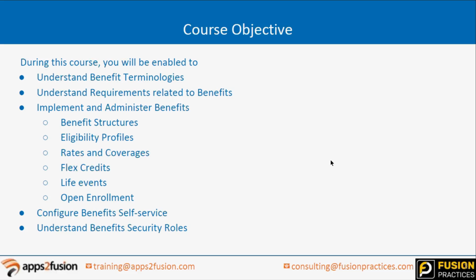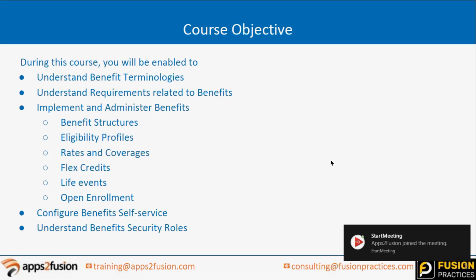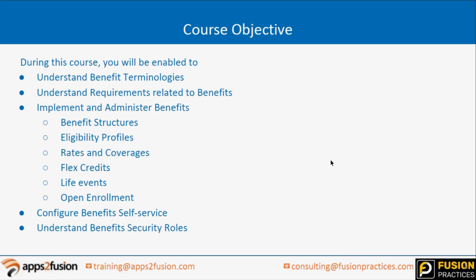So, the core objective of benefits is primarily to enable you to understand customer benefit requirements better. And once you understand the requirements, you would be able to map them to the Oracle Fusion Benefits system. So effectively, what we'll do is help you understand the benefit terminologies and understand benefit structures. And what are the components of a benefit structure?